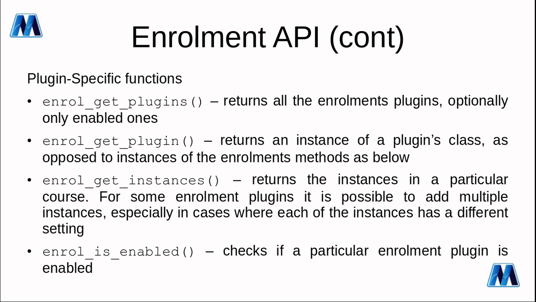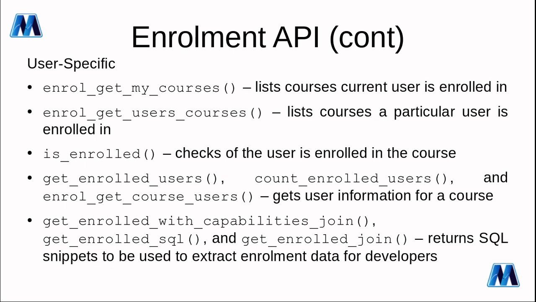So for some enrollment plugins, it's actually possible to add multiple instances. Like we looked at the self-enrollment. There's self-enrollment for student, and then you can have another self-enrollment that would allow somebody to enroll as, let's say, editing teacher, etc. So each of these instances will have different settings. Okay. And then if you just want to check if a particular enrollment plugin is enabled, you can call that function enroll_is_enabled.